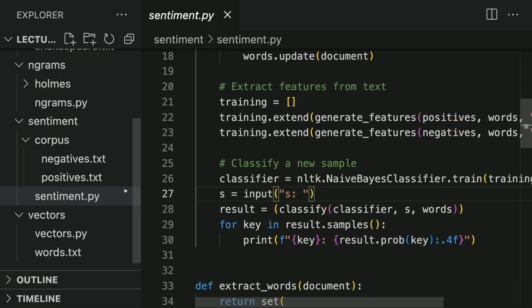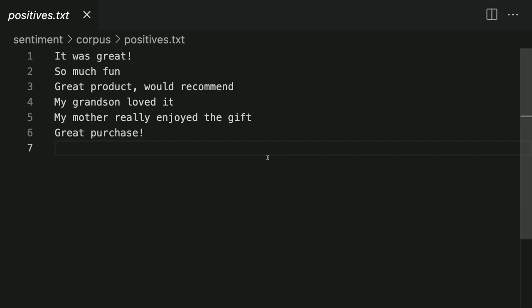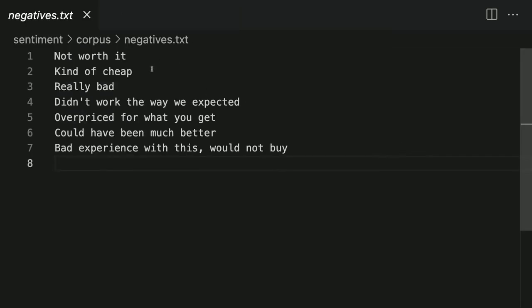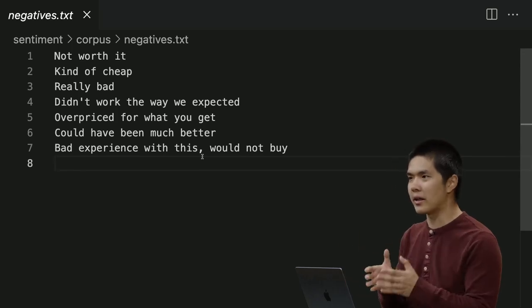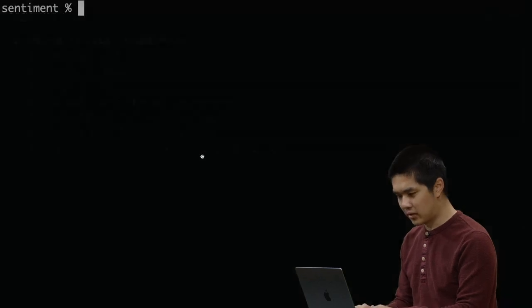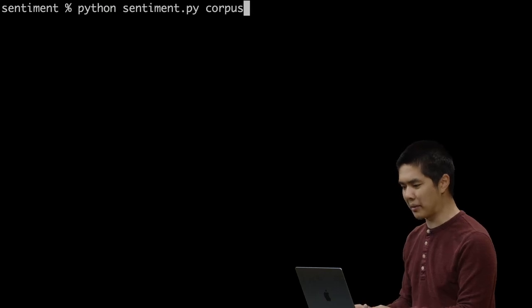And so we're going to do this based on a corpus of data. I have some example positive reviews. Here's some positive reviews. It was great, so much fun, for example. And then some negative reviews. Not worth it, kind of cheap. These are some examples of negative reviews. So now let's try to run this classifier and see how it would classify particular text as either positive or negative. We'll go ahead and run our sentiment analysis on this corpus.